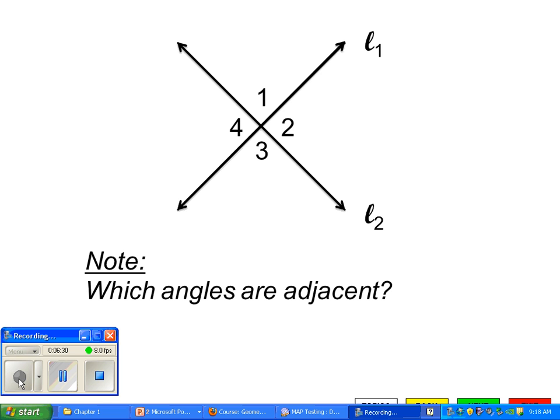Which angles are adjacent in that picture? Give me one pair. Weston, give me one pair. 1 and 2. Angle 1 and angle 2 are adjacent angles. Brittany, give me another pair of adjacent angles. Angle 4 and angle 3. Very good. Give me another pair. Marissa, give me another pair. 2 and 3. Angle 2 and angle 3. So on, so on, so on. All those are pairs of adjacent angles.